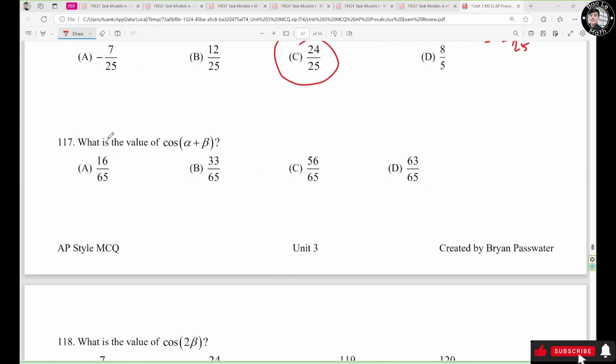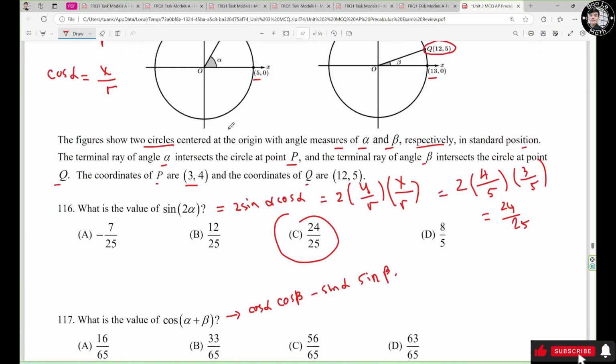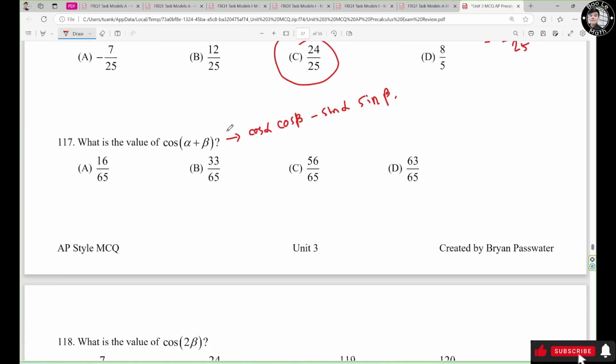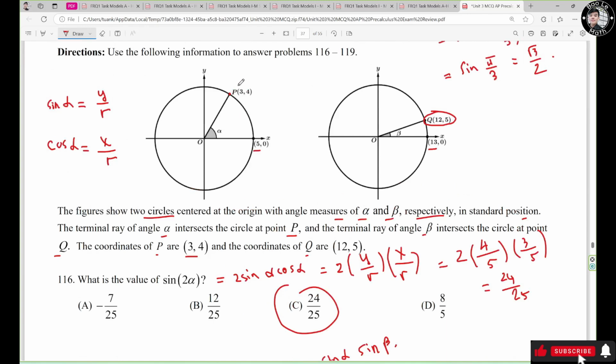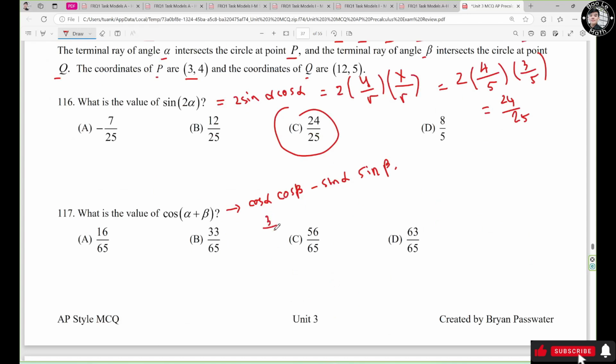Now, question 117. What is the value of cosine of alpha plus beta? So we need to expand this formula first. So we have cosine alpha cosine beta minus sine alpha sine beta. Now cosine alpha is going to be s over r, so you have s, which means 3, r, which means 5. So you have 3 over 5.